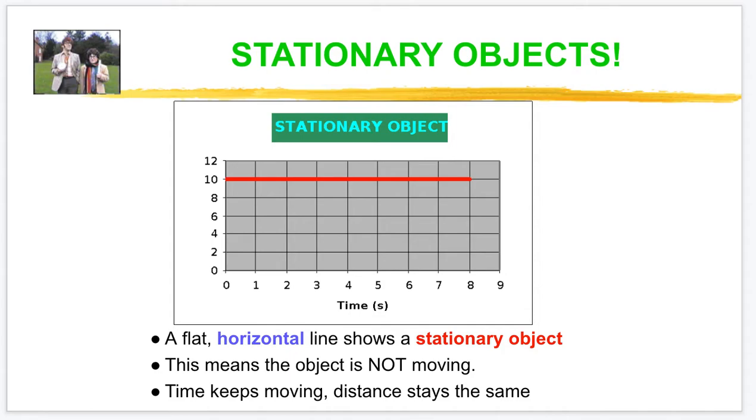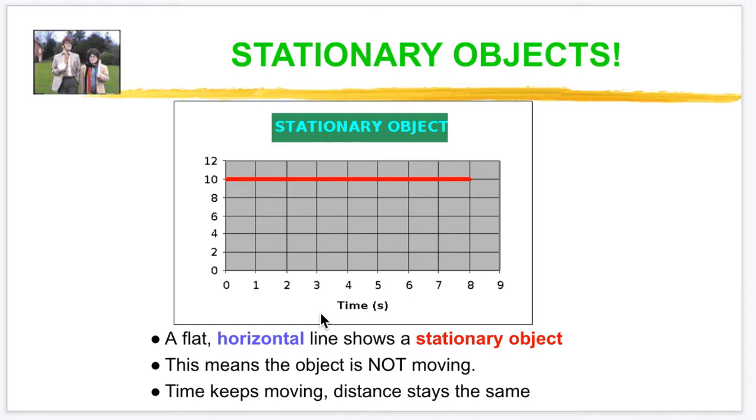All right, stationary objects. A flat horizontal line shows something that is stationary. A stationary means it's not moving. You may have heard somebody talk about a stationary bike. That's a bike you ride on that doesn't move. You're still doing the cycling motion, but you're not going anywhere. The time keeps moving, the distance stays the same.